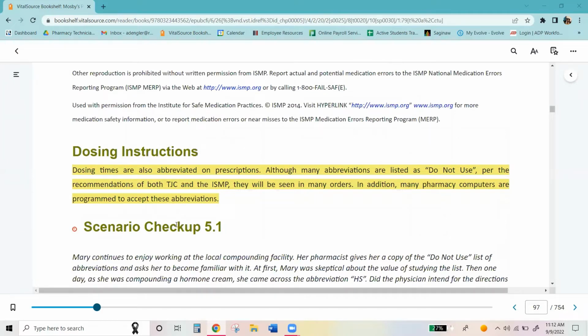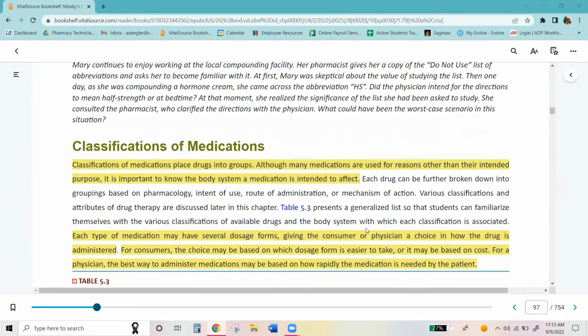Dosing times are also abbreviated on prescriptions. Although many abbreviations are listed as do not use per the recommendations, they will still be seen in orders, just like I said. In addition, many pharmacy computers are programmed to accept these abbreviations.